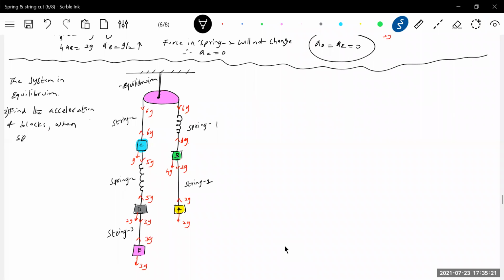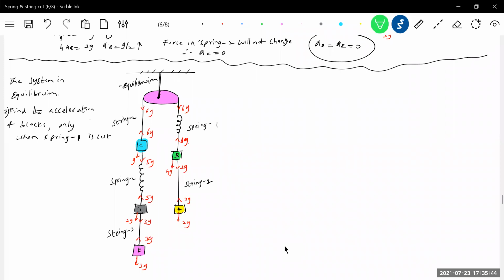Sir, now string 1 is not cut, sir. Only spring 1 is cut, or both are cut? Only spring 1 is cut. Okay. Make observation.